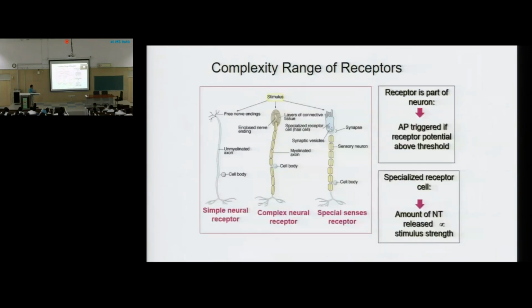Okay? Now, the various kinds of stimuli can lead to the generation of this receptor potential. Now, what is the complexity range of receptors? Just see here, this is a simple neural receptor. This is the most primitive, you can say crude, type of receptor: free nerve endings. There are no specialized receptors. The ending of the axon itself acts like a receptor. So these are known as free nerve endings. Usually your nociceptors, or the pain receptors, are free nerve endings.